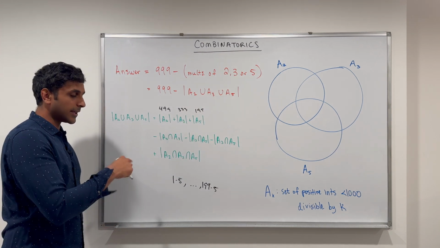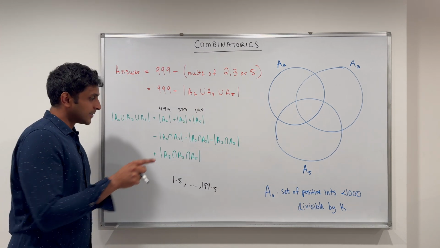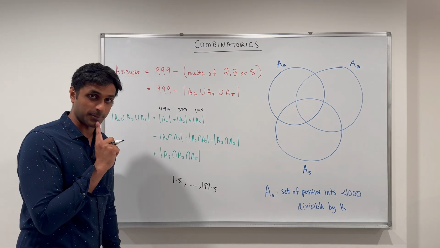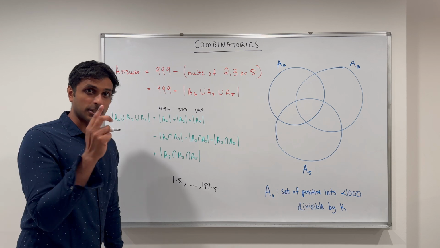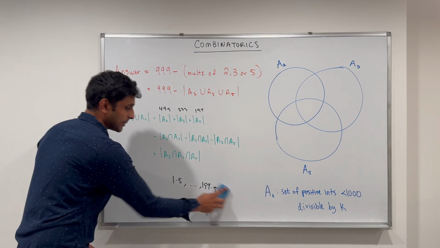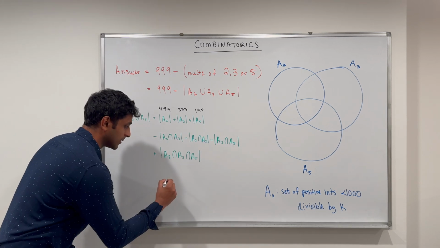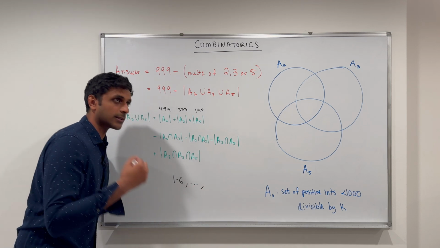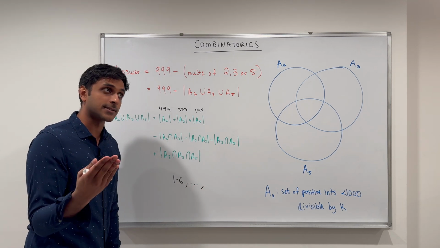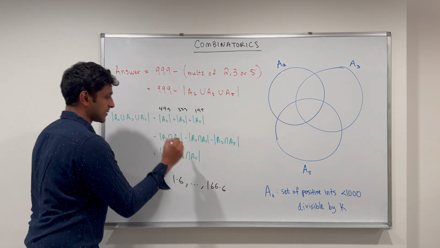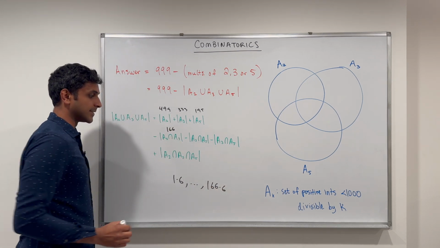Okay, and now it gets interesting. What does it mean for a number to be a multiple of 2 and a multiple of 3? That means it's a multiple of 2 times 3, or a multiple of 6. How many multiples of 6 are there? Well, we go from 6, which is 1 times 6, all the way to the last multiple of 6, which is 996, which is 166 times 6. So there are 166 of these.